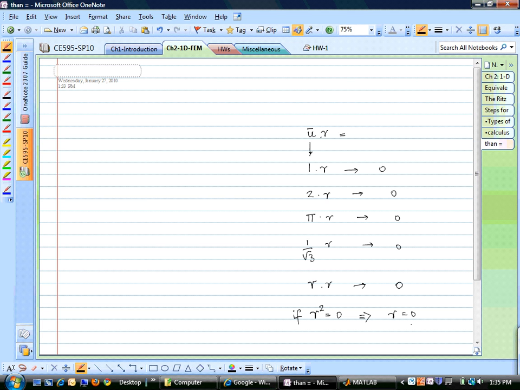If you extend the same analogy, now instead of r being a real number and u bar being another real number, say R is some function. We don't know what that function is, but we are going to keep on multiplying it with whatever functions we choose.